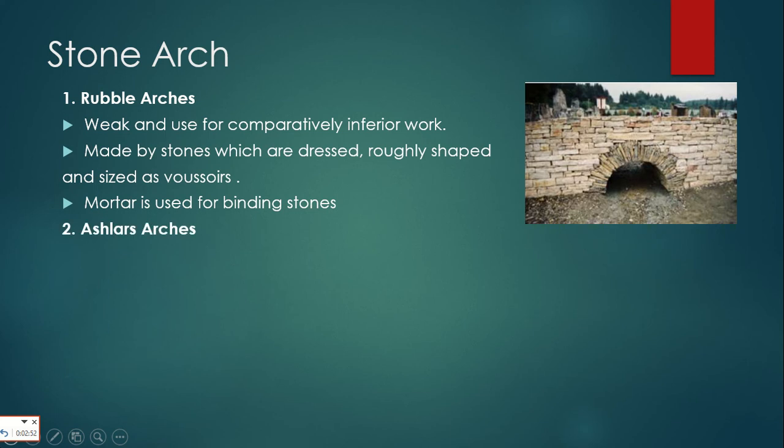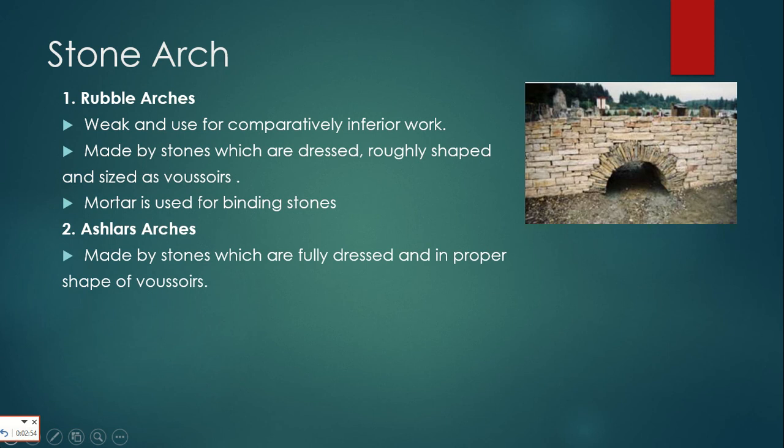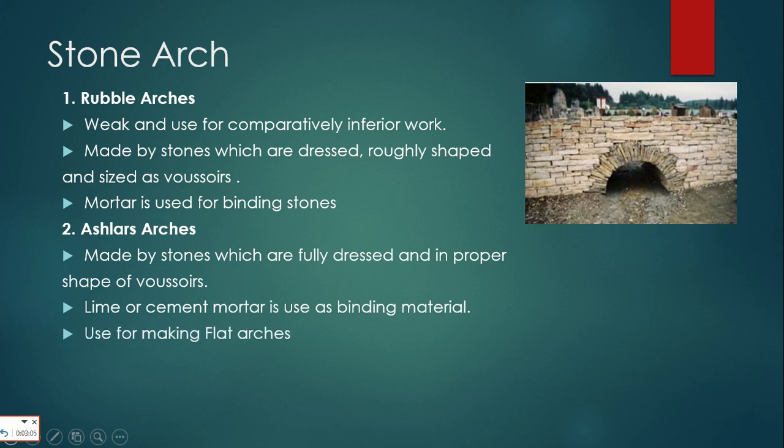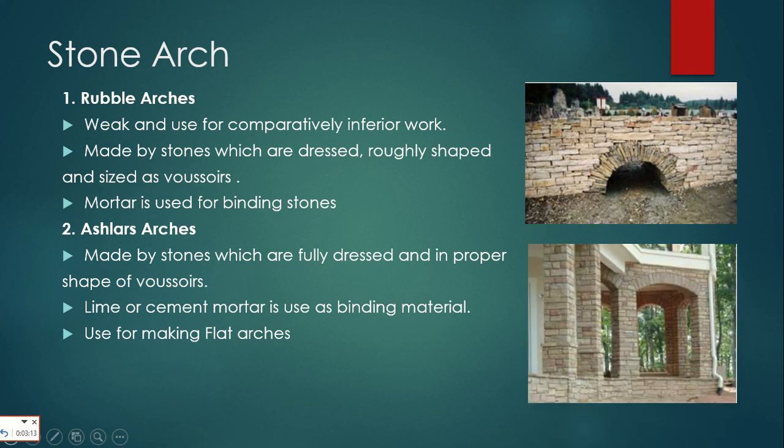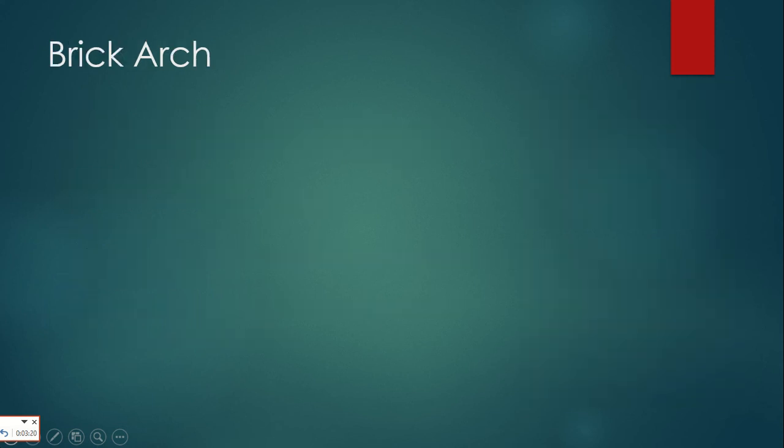Next is ashlar arches. These are made by stones which are fully dressed and in proper shape of voussoirs. Lime or cement mortar is used as a binding material. Ashlar arches are used for making flat arches, comparatively flat arches. Sometimes they can be used for segmental arches too. Next type is brick arch.